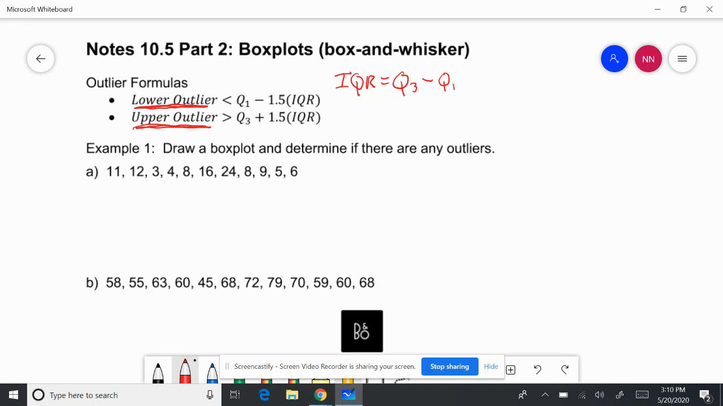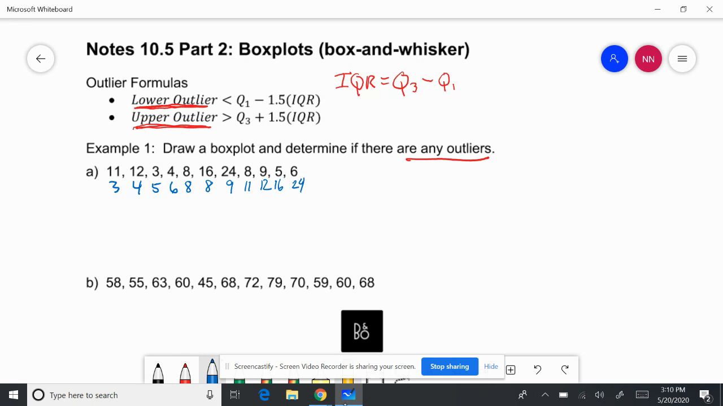So we're going to be drawing a box plot and we're going to determine if there are any outliers. First thing that we need to do when we draw a box plot is put the numbers in order. So our first number is 3, then we have 4, 5, 6, 8, 8, 9, 11, 12, 16, and 24.